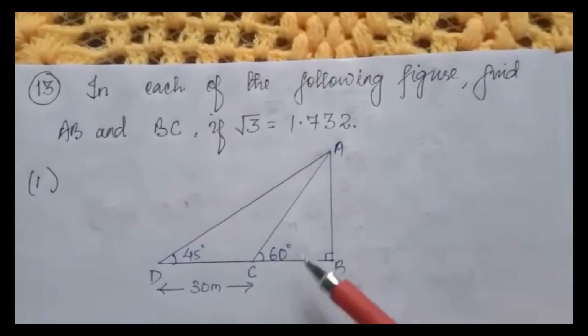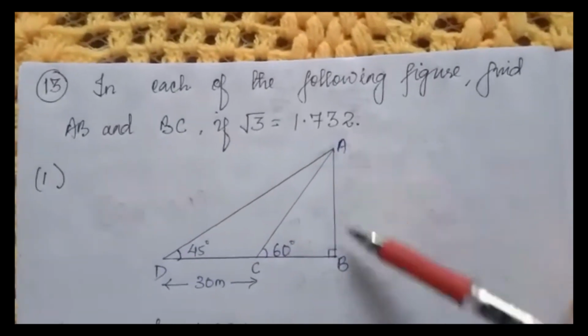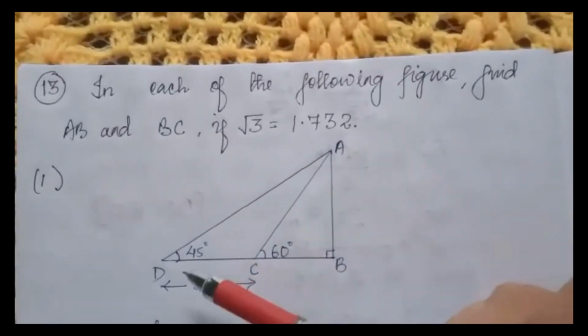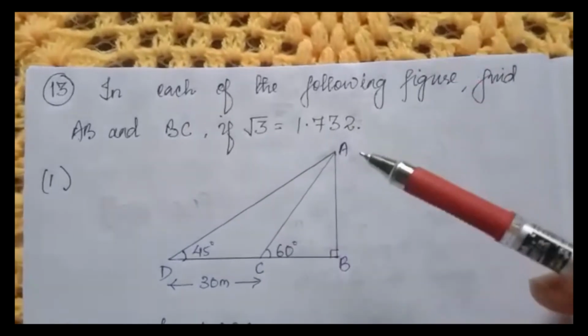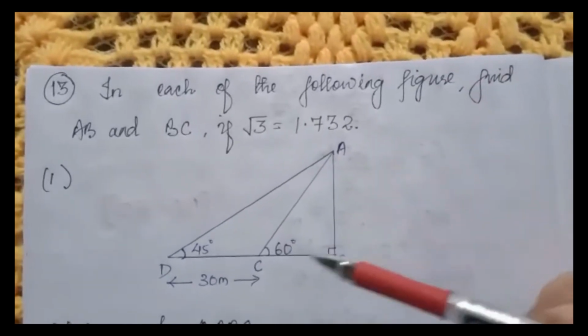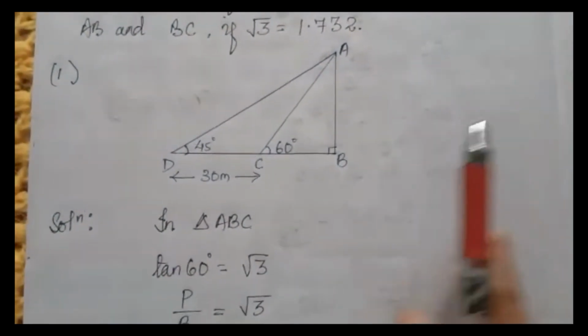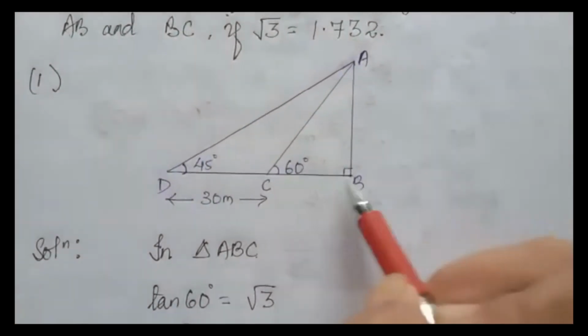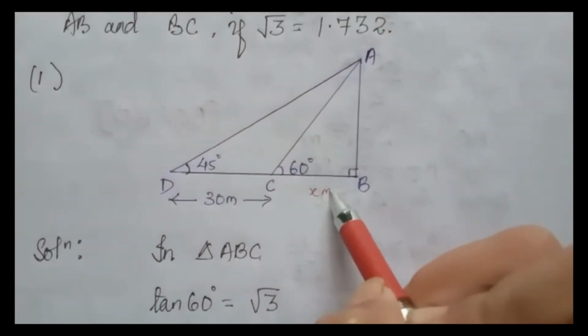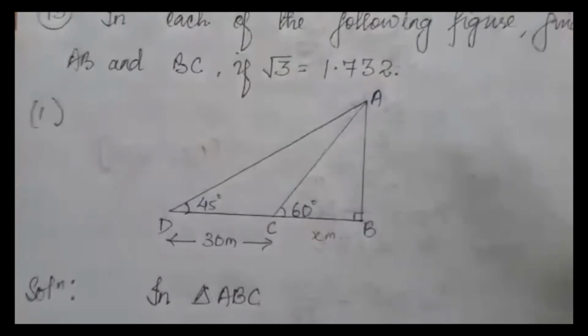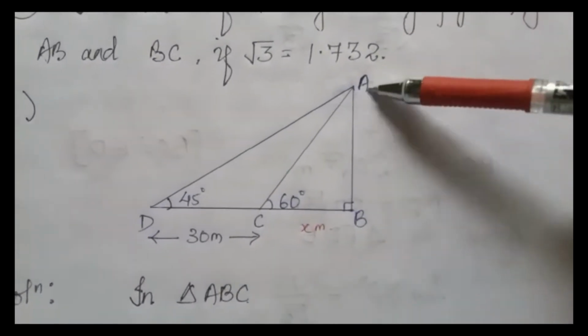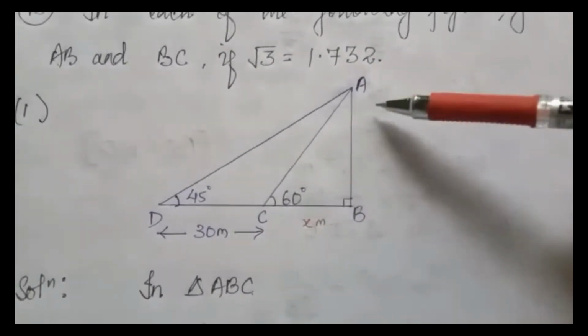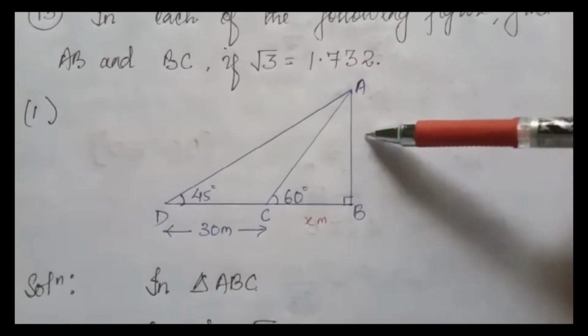In this diagram, we have two right angle triangles. One is ABC, another is ABD. Now here you have to find the value of AB and BC. So here I am taking this BC as x meter. Now I will consider first triangle ABC to find this perpendicular. You have to deal with only perpendicular and base, so use only tan.